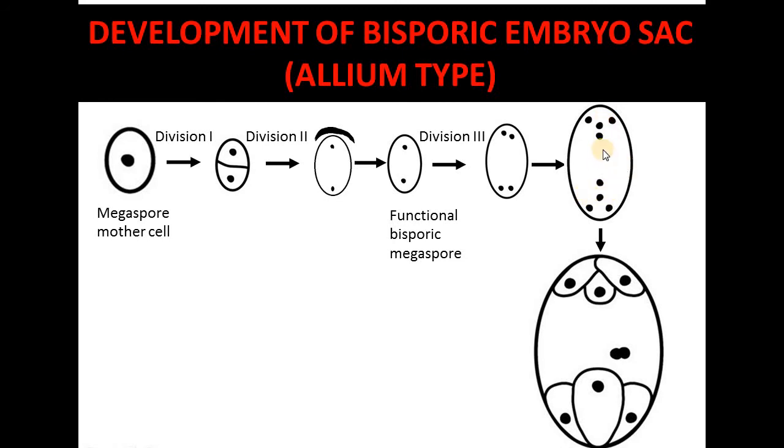Then after that, the same process, just like the polygonum type, the arrangement of nucleus in the center and at the end parts, and then they will be surrounded by cells and antipodals, 3 antipodals and egg apparatus, and central cell will be produced. So other process will be same like the polygonum type. Same type of arrangement will be there. So 8 nucleate and 7 cell structure will be produced here.